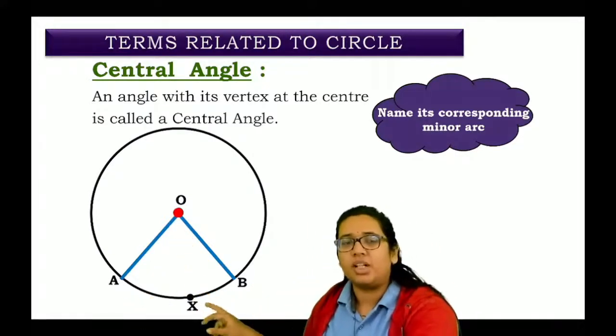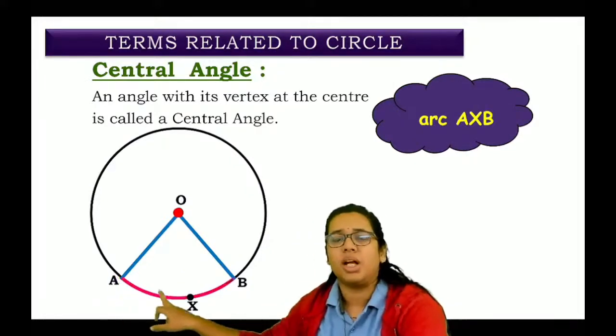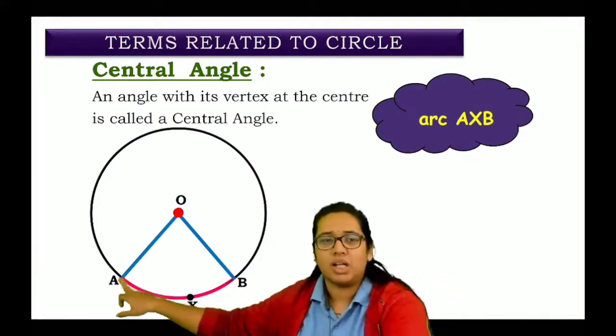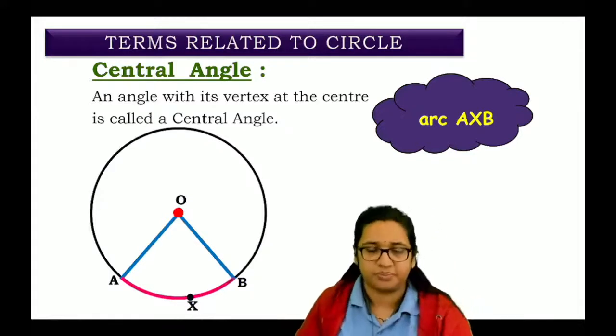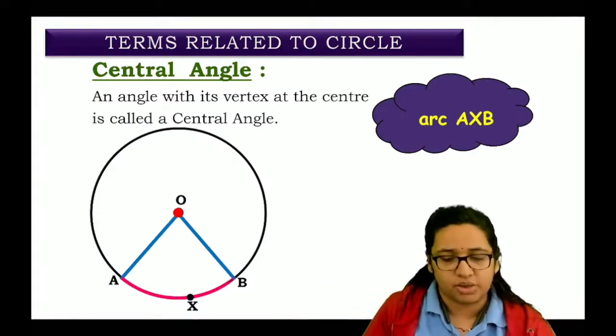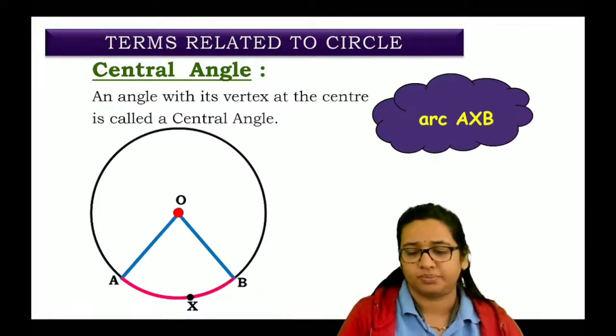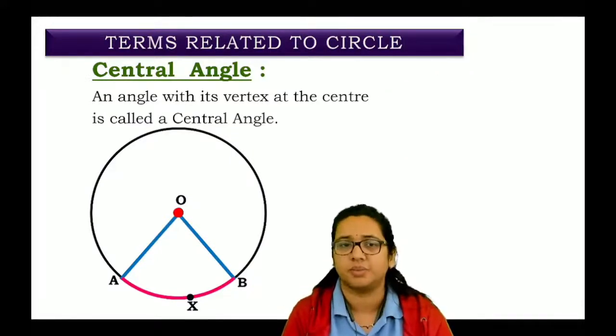So for the central angle that you have, what will you call the minor arc? For this central angle, the minor arc will be arc AXB. Arc AXB. Getting this one? Is this getting clear? Yes.